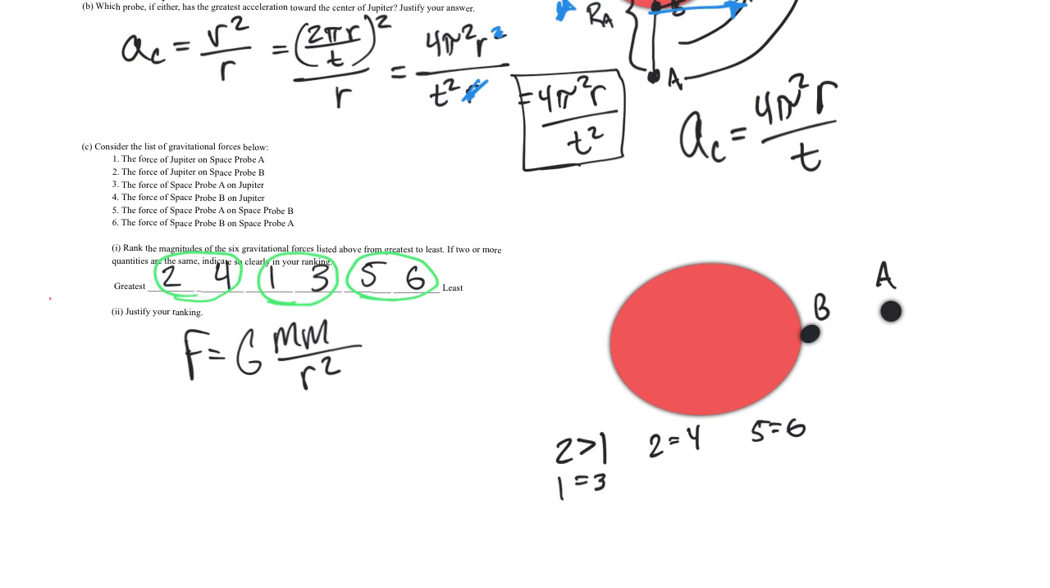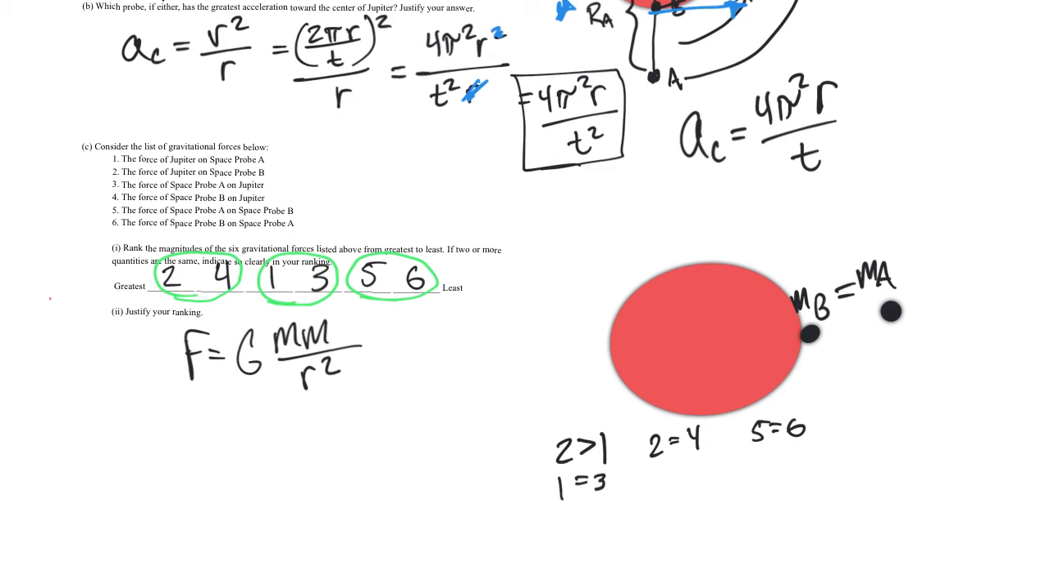So here's what I said. The force is going to be calculated by G m m over r squared. The first thing I said was that 2 is greater than 1, so the force on probe B is greater than the force on probe A. The masses are the same, so mass A and mass B are the same, but this is an inverse squared relationship. So the closer B is to Jupiter, the bigger the force is going to be. That's why I said 2 is greater than 1.